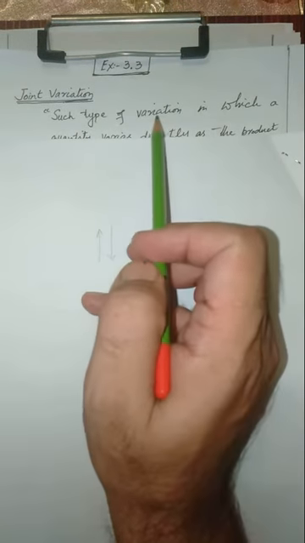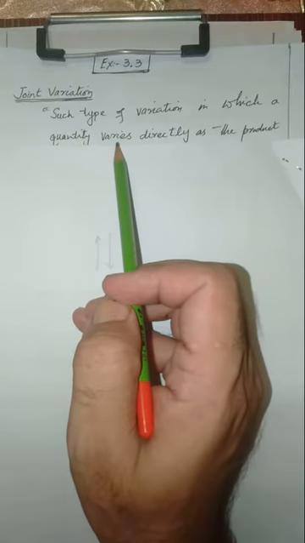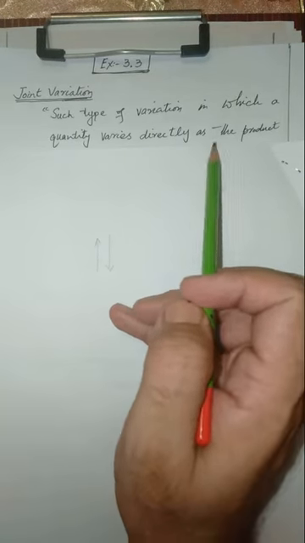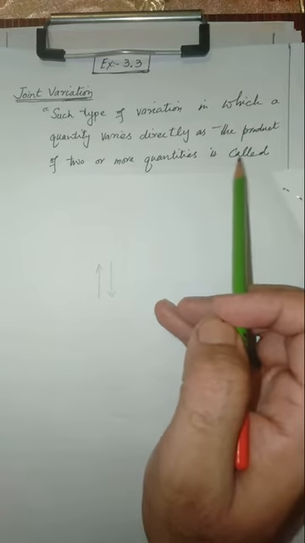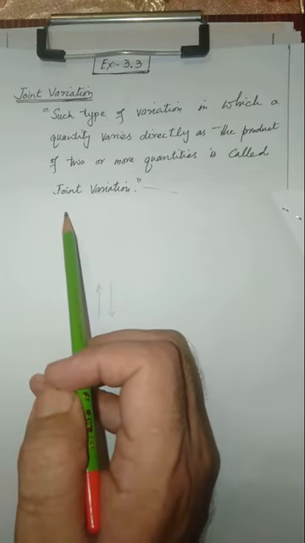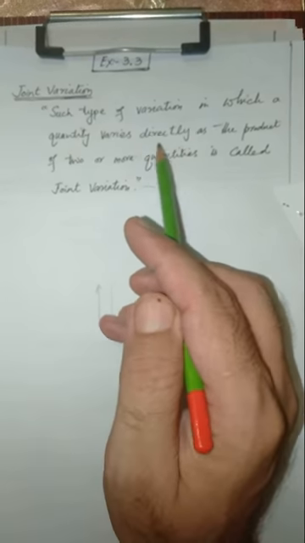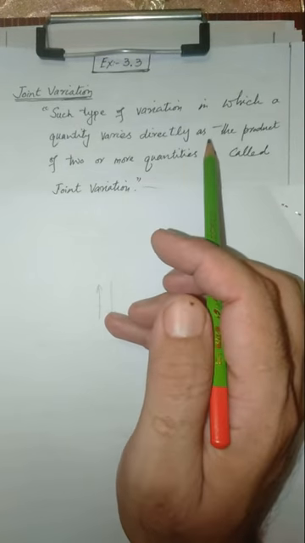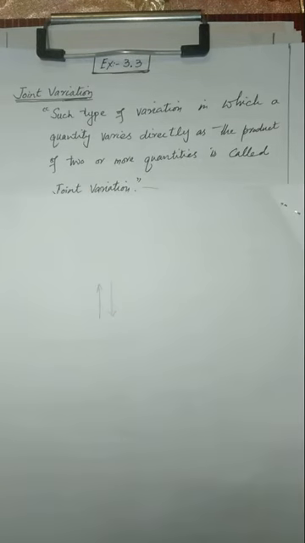Such type of variation in which a quantity varies directly as the product of two or more quantities is called joint variation. It is also called compound variation because one quantity varies directly or inversely as the product of two or more quantities.